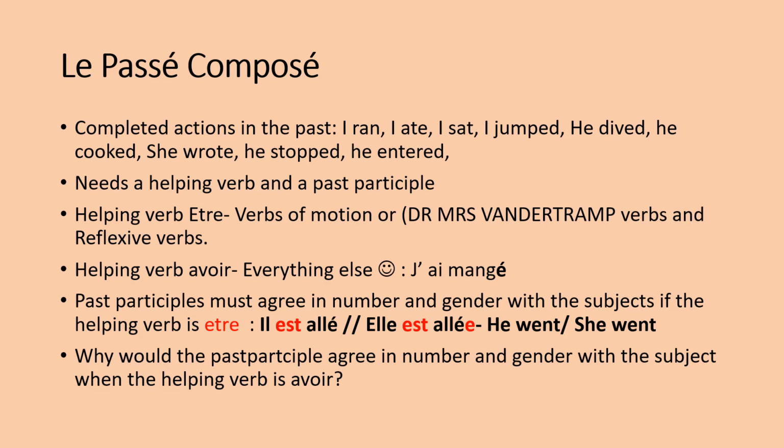And then we know that the past participles must agree in number and gender with the subjects if the helping verb is être. Okay, so I have a question. I would like you to respond in the comments. Let me know, why would the past participle agree in number and gender with the subject when the helping verb is avoir? So there is an outlier.